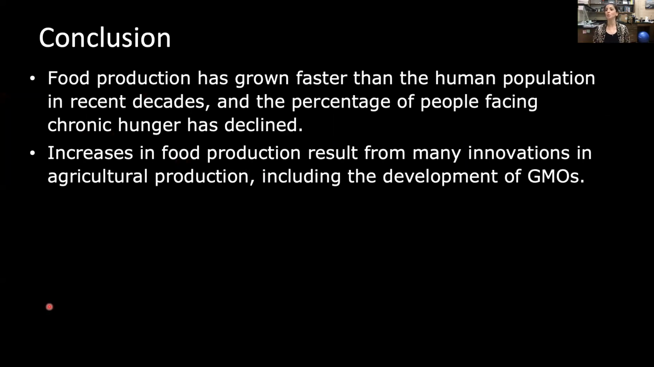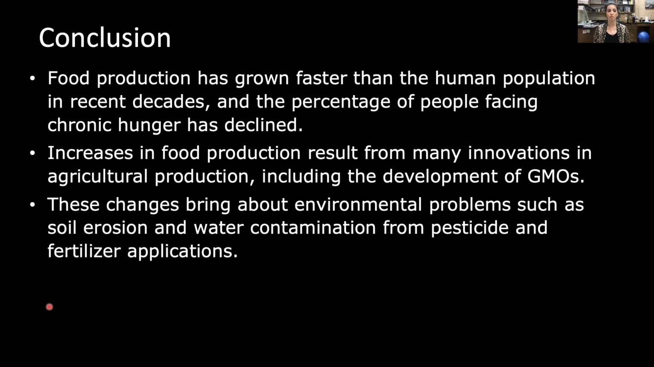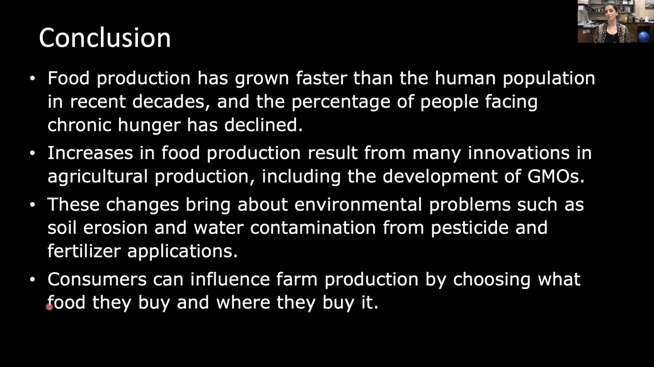So to conclude, food production has grown faster than the human population in recent decades, and the percentage of people facing chronic hunger has actually declined. There are increases in food production that mainly result from research and development of new agricultural technologies, including GMOs. These changes bring about environmental problems, of course, including soil erosion and water contamination from pesticides and fertilizer. And then finally, consumers can influence farm production by choosing what food they buy and where they buy it.